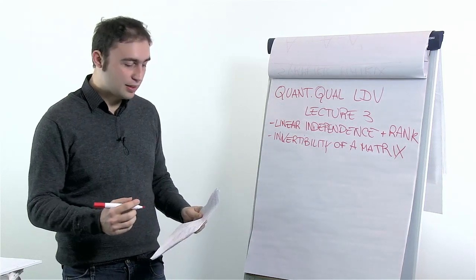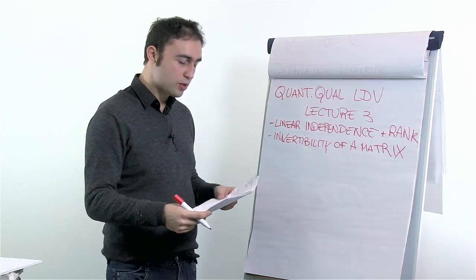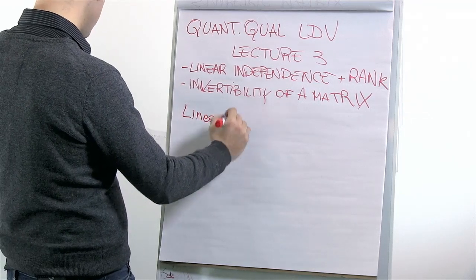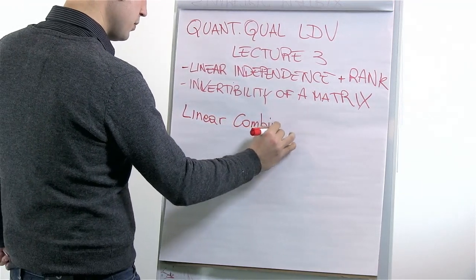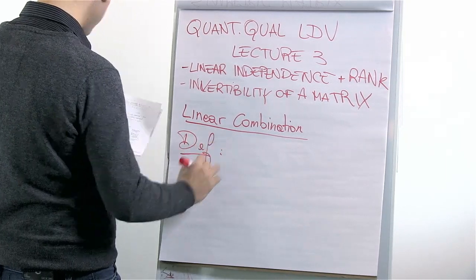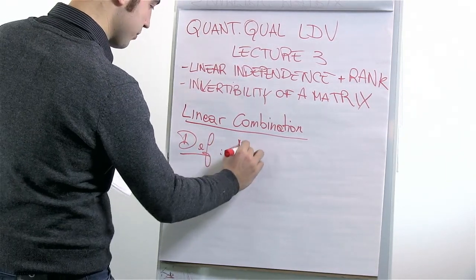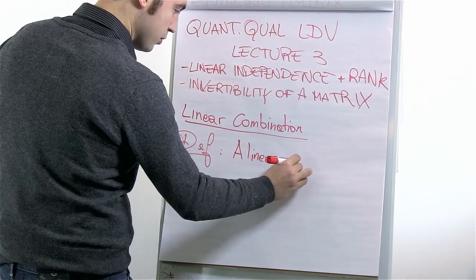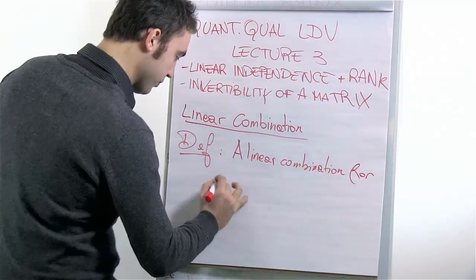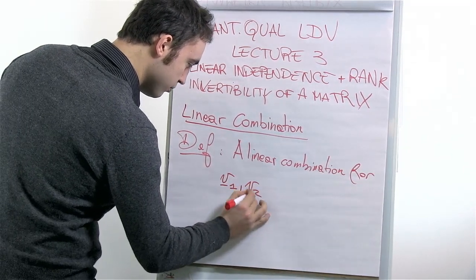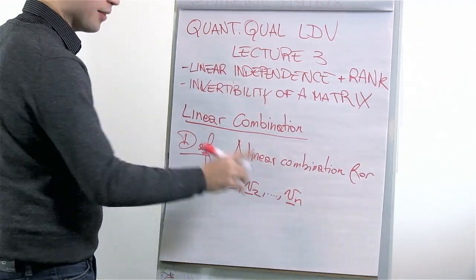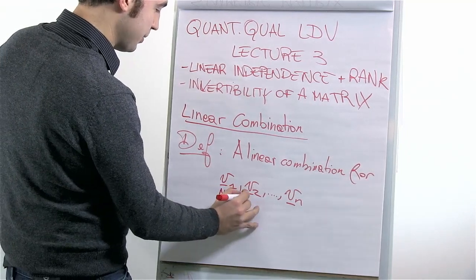Okay, let's start by defining what a linear combination of vectors is. This is a definition. We have a linear combination for n vectors v1, v2, up to vn, that are vectors of, for example, size n by 1.